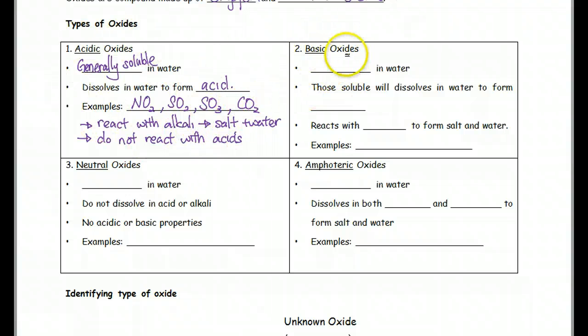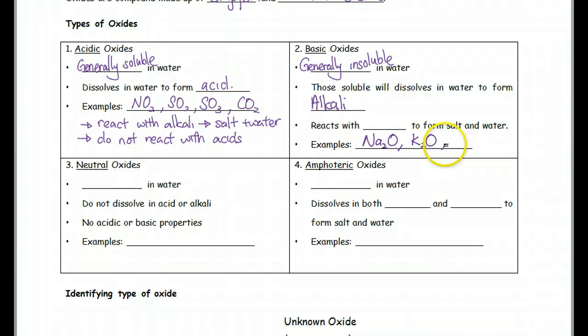Now, let's look at the basic oxide. Basic oxides generally are insoluble in water. Okay, those soluble will dissolve in water to actually form alkali. Now some examples of it are your sodium oxide, potassium oxide, you have your calcium oxide. These are some of your basic oxide.